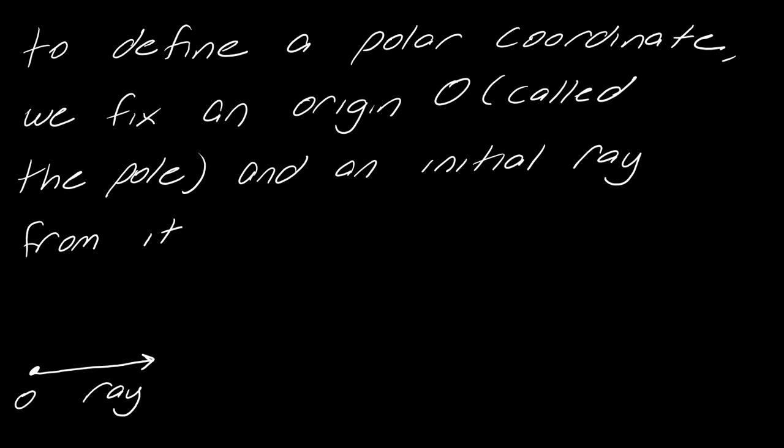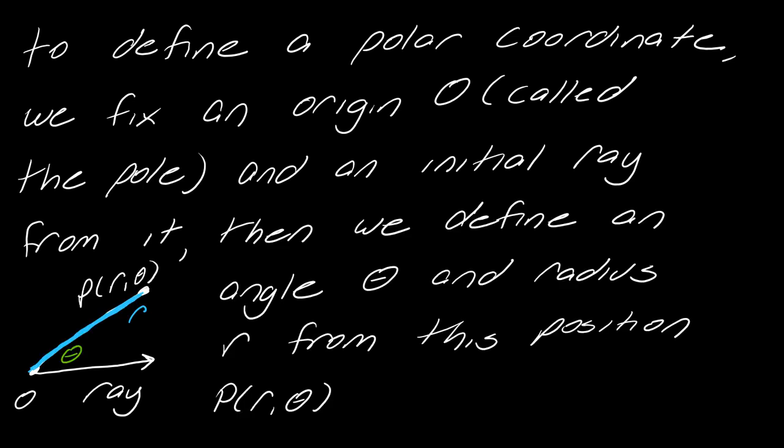So the idea behind a polar coordinate is that we have some point, we're going to have a fixed origin, O, and we call that the pole. And then we assume that there's some initial ray coming out of it. So we have to assume that we start here. And so where the polar coordinate comes in is from here, we define some angle theta and a radius r. And so then that gives us this point r comma theta. So this is the length of the radius, and this is the angle made with that initial ray.